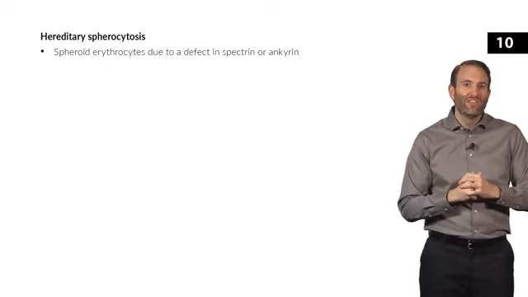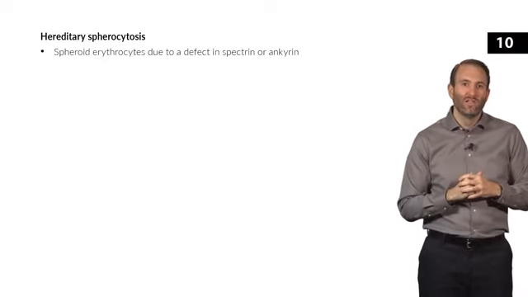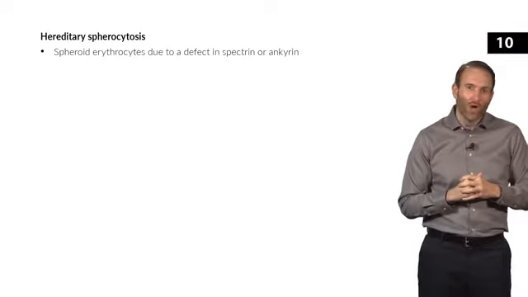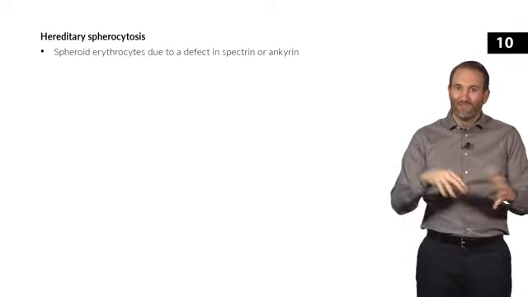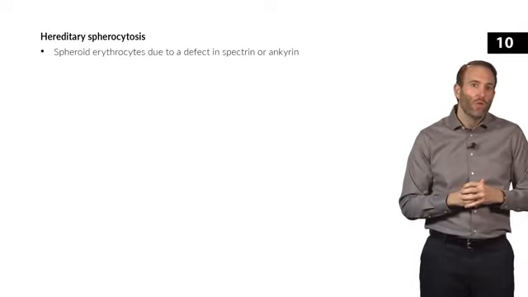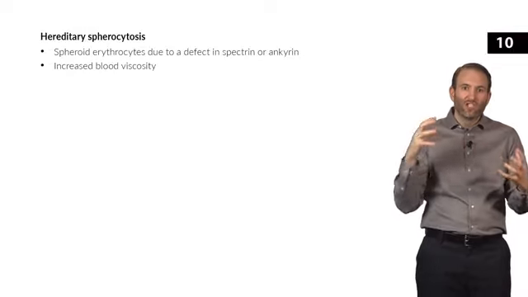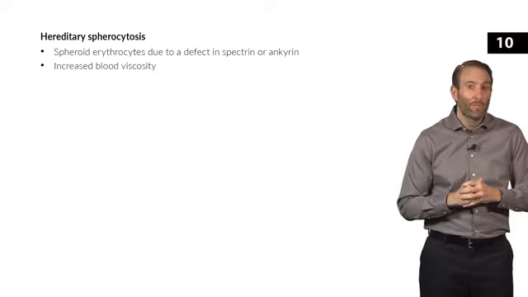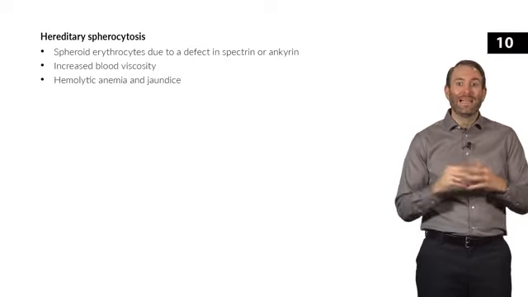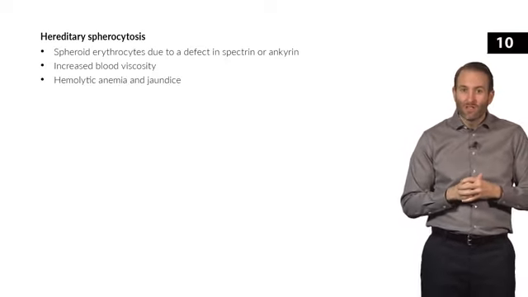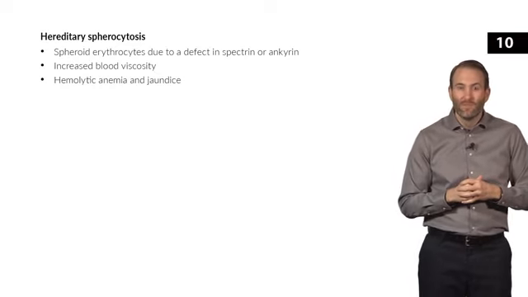Spectrin and ankyrin provide the structural framework of the red blood cell that allows it to have a biconcave shape and allows it to be flexible and be able to move through capillaries. Well, if it can't do that, you're going to increase the viscosity of blood. So these sphere-shaped cells are also more prone to hemolysis. Therefore, it can result in hemolytic anemia and jaundice. The hemolysis can worsen with viral infections as well.